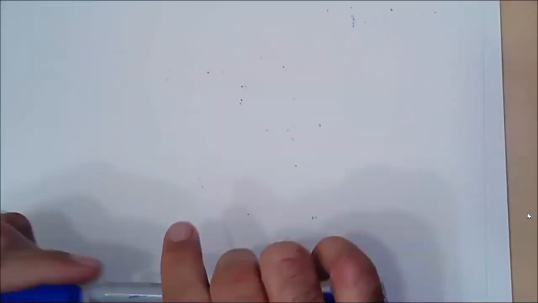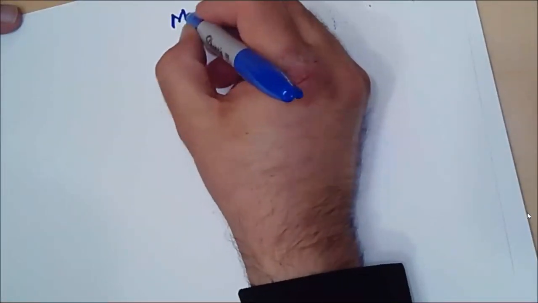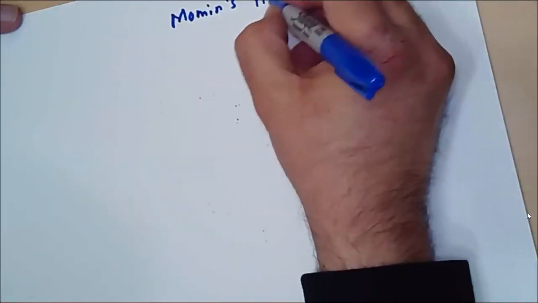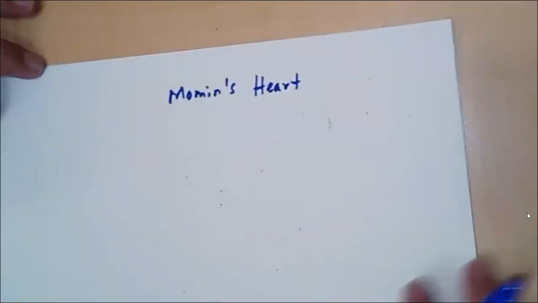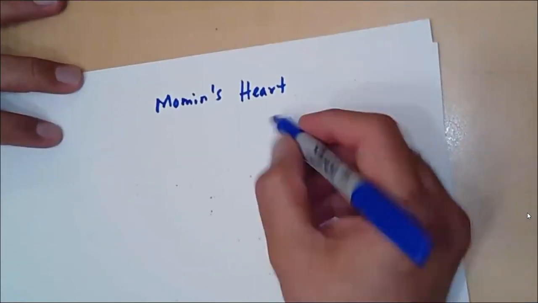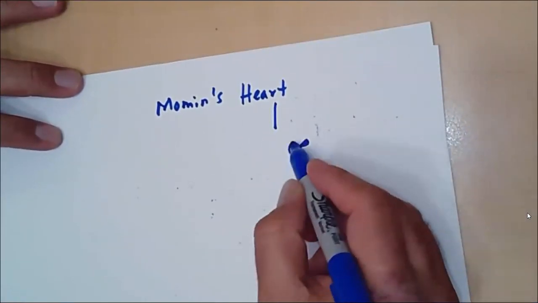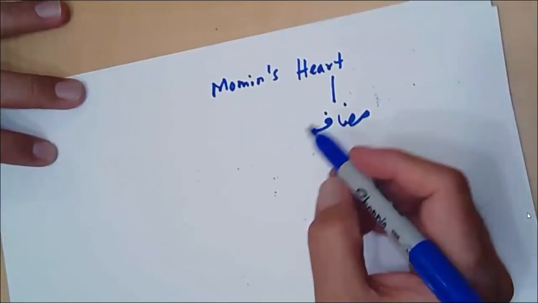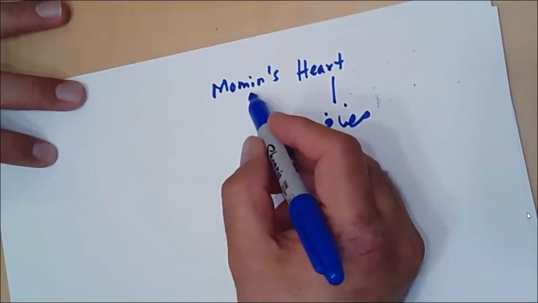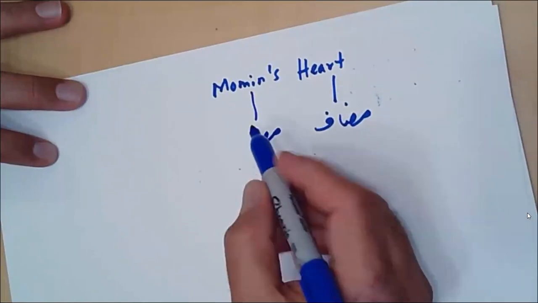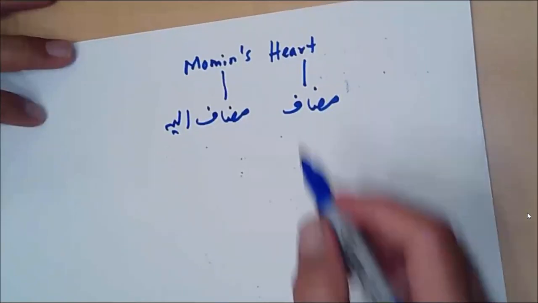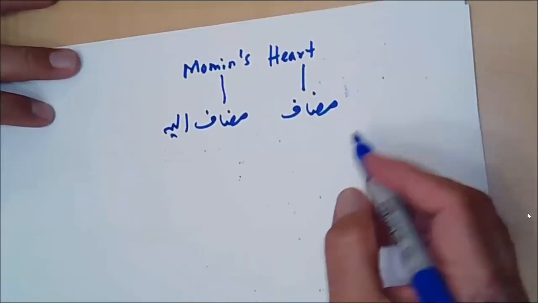I'm going to give you this example. You know what Momin is, right? I'm going to write it in English. Momin's heart. What is heart here? Heart is Muzaf. We need to identify the components. So Muzaf is heart. And what is Momin? Muzaf ilai.